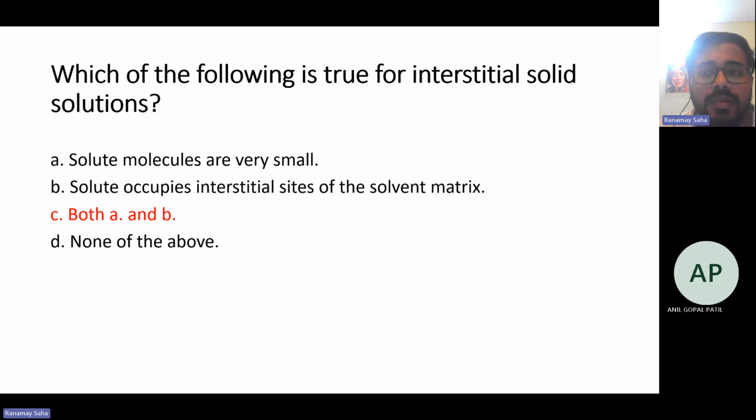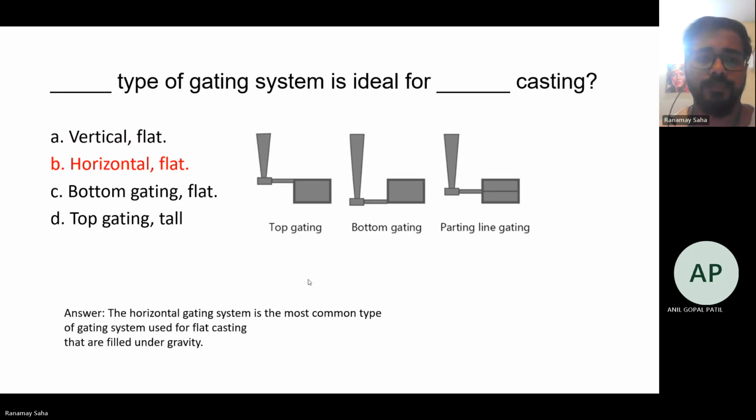For interstitial solid solutions, the solute molecules should be very small, as otherwise the solution will be called a substitutional solid, right? Okay, so in interstitial solutions, the solute molecules sit between the atoms of the parent solution, so they should be very small to fit in the interstitial sites of the solvent matrix, option A and B in this case.